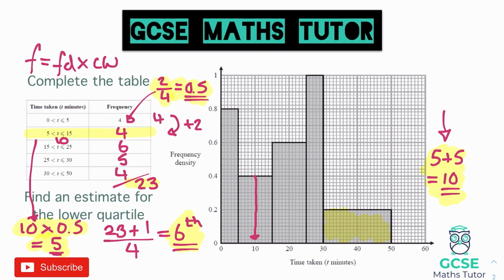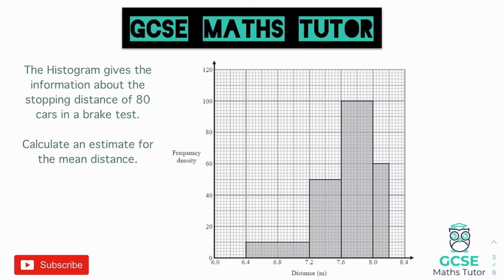Okay, so looking at our final question, and it is finding the mean from a histogram. Now the good thing about finding the mean from a histogram is it's pretty much the same as finding the mean from a group frequency table, except of course we need to get all the data from our histogram. So it says here the histogram gives the information about the stopping distance of 80 cars in a brake test. Calculate an estimate for the mean distance.